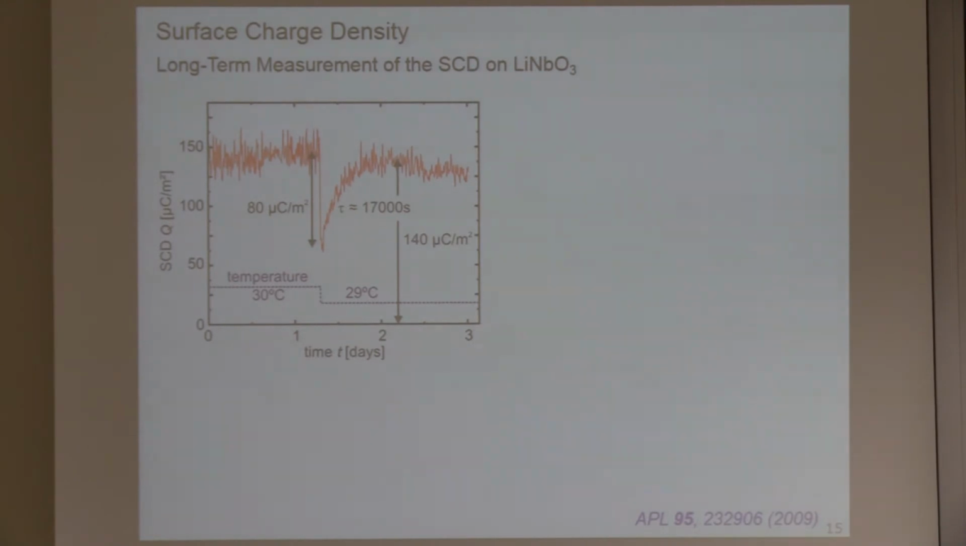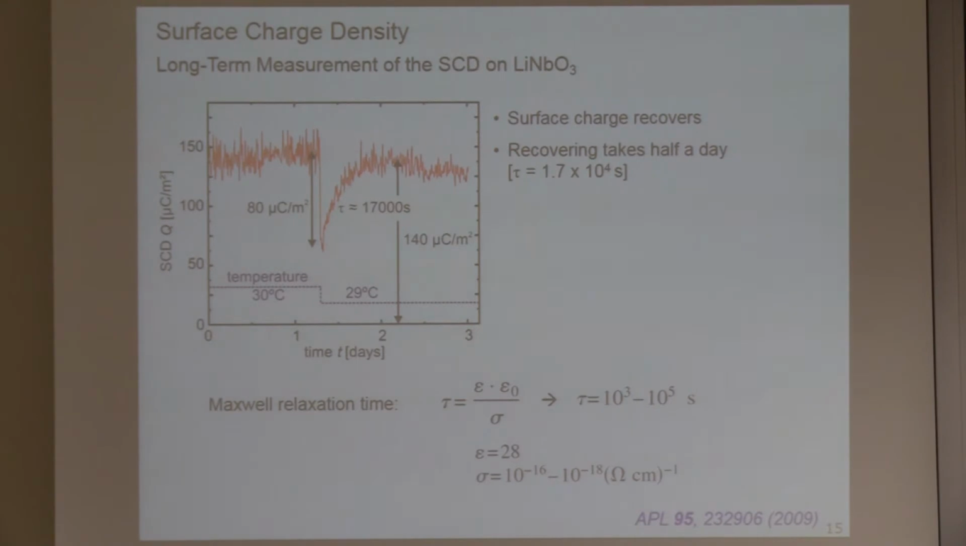So obviously the crystal wants to be charged. We proposed the crystal get rid of its surface charge density, but the crystal doesn't like to be uncharged, which might be due to the polarization inside the crystal. We'll come to that in a second. So the recovery takes half a day. And you can calculate what is causing the recovery, whether it's external, by humidity, or whether it's internal. And if you take this half a day value here, 1.7 times 10 to the 4 seconds, this nicely compares with the Maxwell relaxation time given by the material.